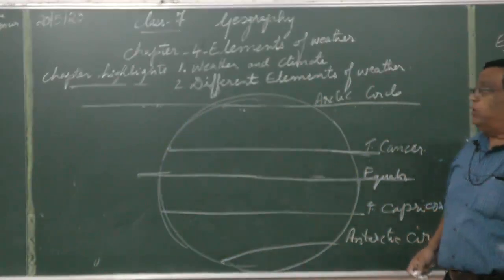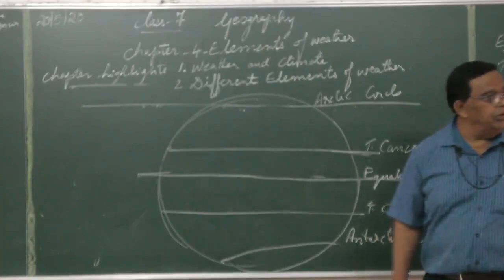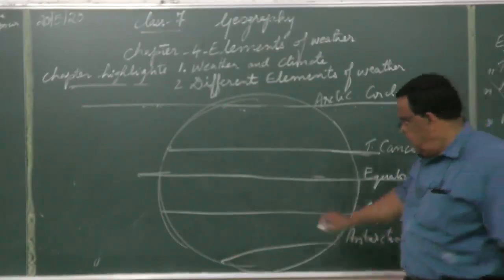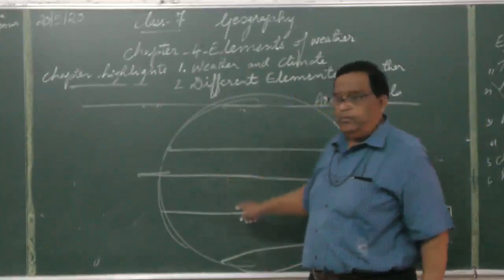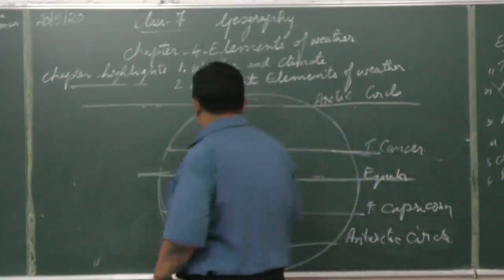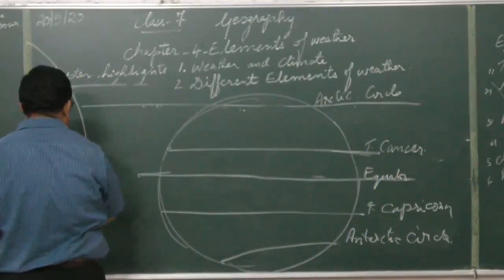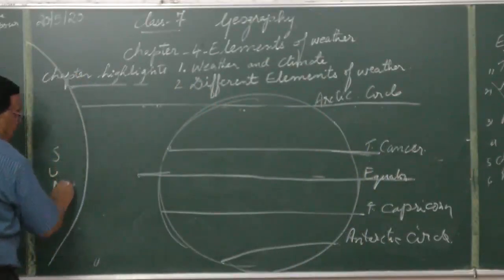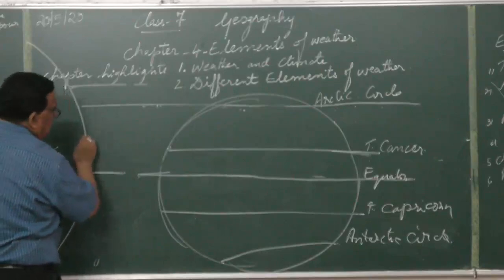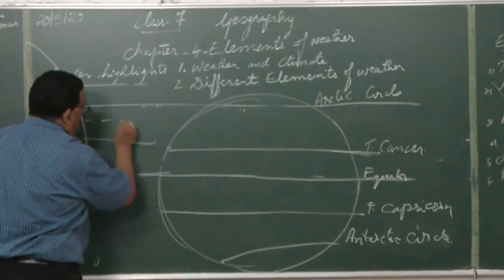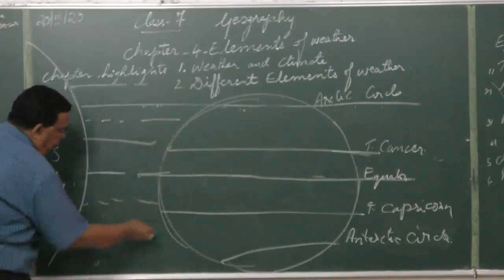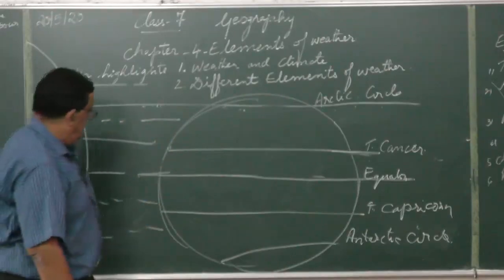Now again, I don't want to confuse you. I'm not doing latitude with you. I'm doing climate. So this is the equator, and this is where our, let us imagine this to be our sun, and our sun is throwing its rays on our Earth.